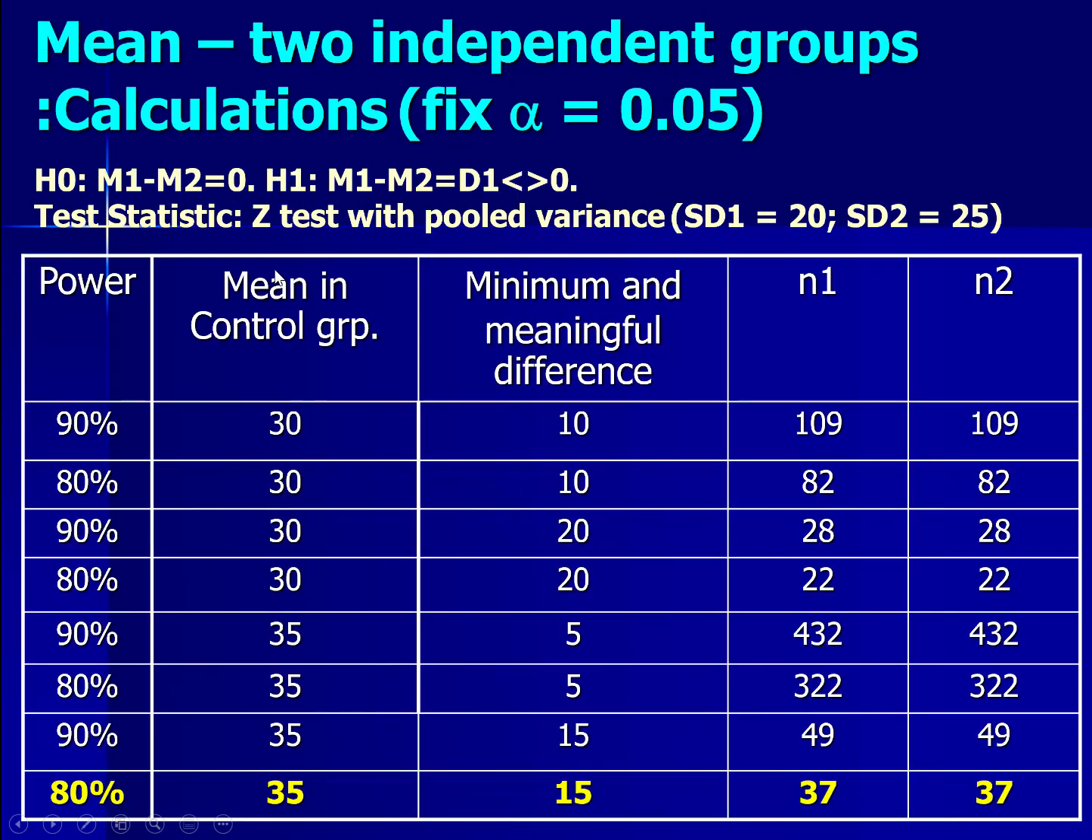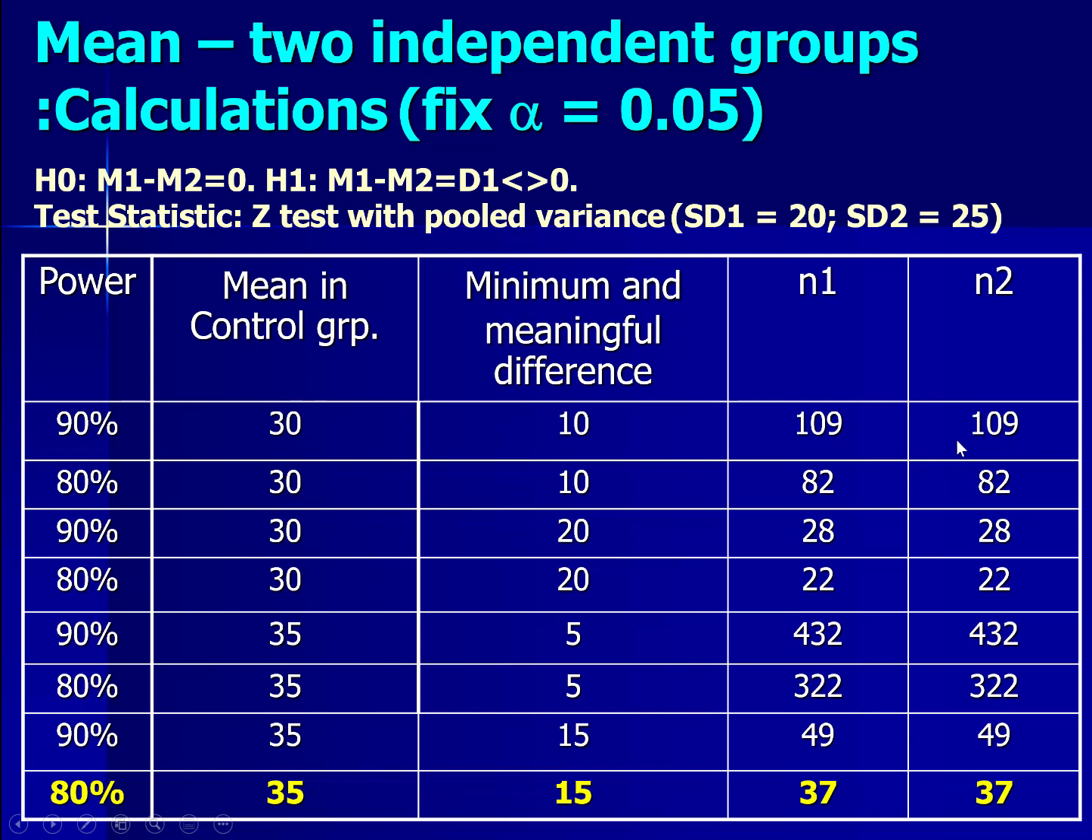Then we vary the parameters that we want to vary. For example, you could vary power, so there are two possible choices. Or you could vary the mean in the control group so that you can have an idea about the minimum meaningful difference. Okay, so the mean of the control group is 30 and the mean difference is about 10.